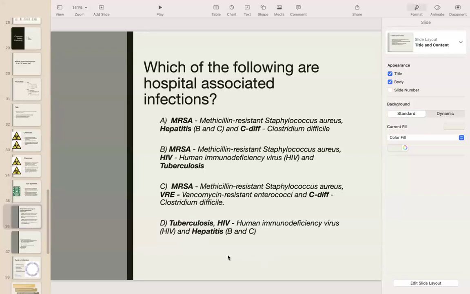Okay. So the correct answer is going to be C, MRSA, VRE, and C diff. Those are all considered hospital-acquired infections. Fun fact, the most common hospital-acquired infections are going to be bloodstream infections, pneumonia, and then urinary tract infections. So those are three of the most common.